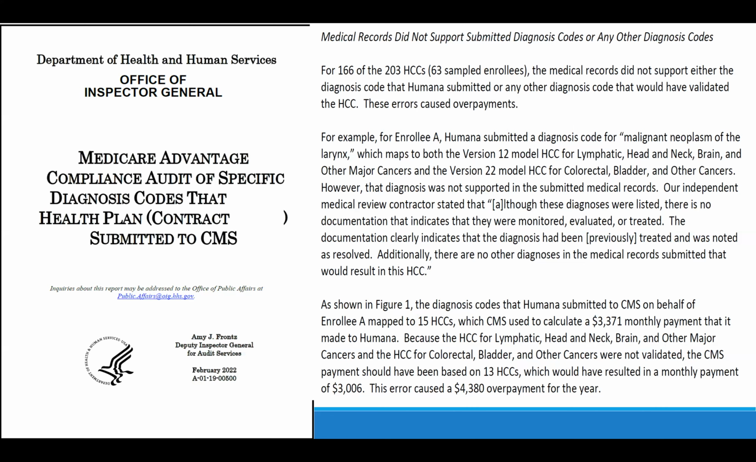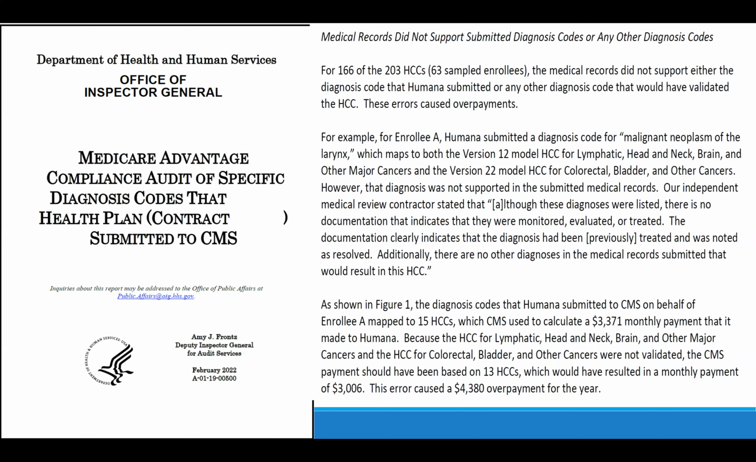So again, let's read that again. The documentation clearly indicates that the diagnosis had been previously treated and was noted as resolved. Additionally, there are no other diagnoses in the medical records that would result in this HCC. Okay. And we're going to look at this; it's going to be involved in one of our charts coming up here.